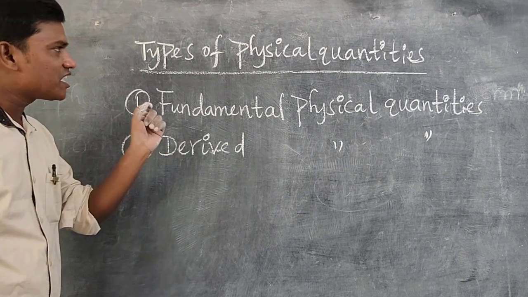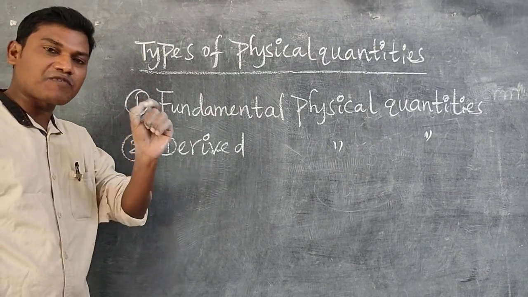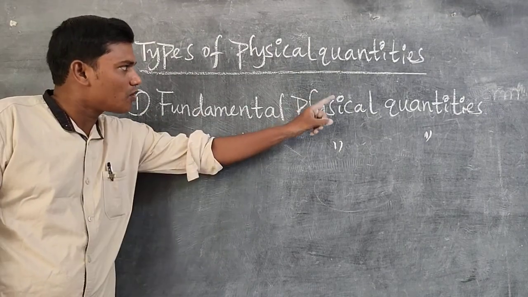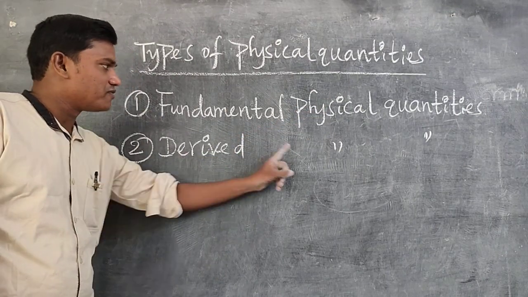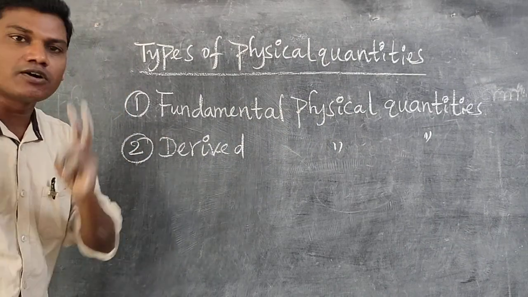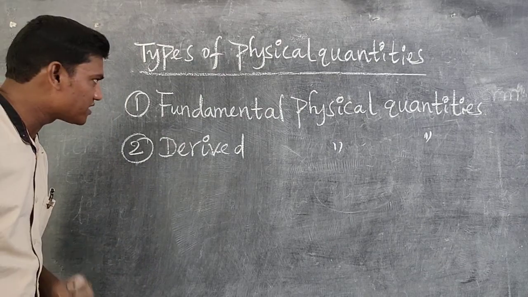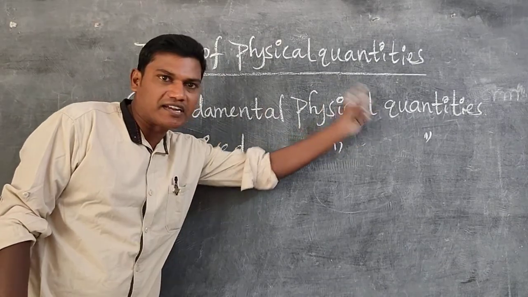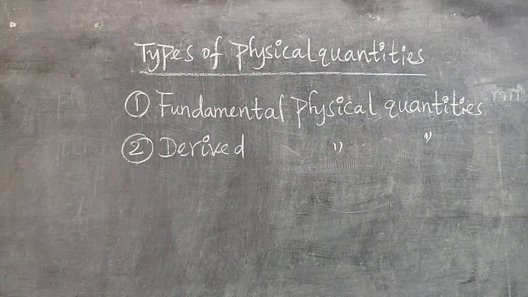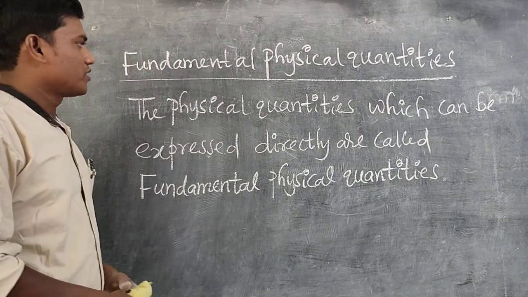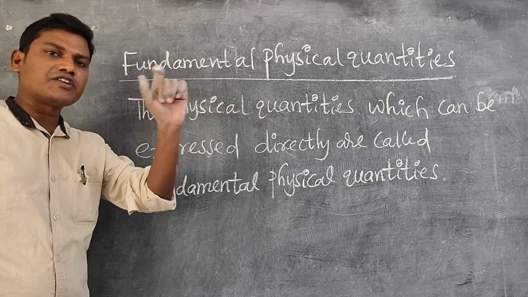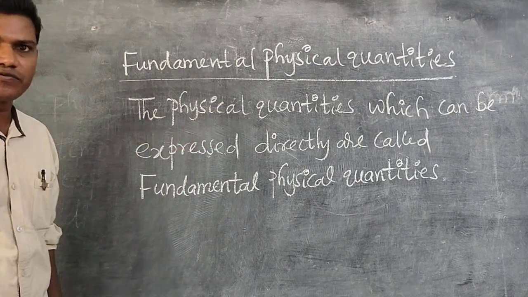But physical quantities are further classified into two types: fundamental physical quantities and derived physical quantities. The physical quantities can be classified into how many types? Two types. What are the names of those quantities? Fundamental physical quantities, and the second one is derived physical quantities.